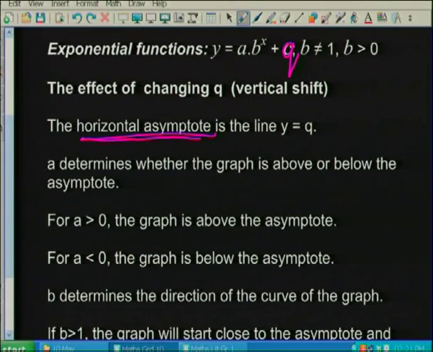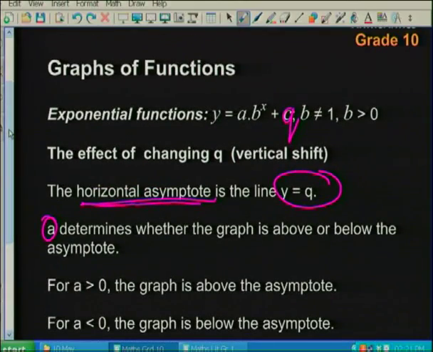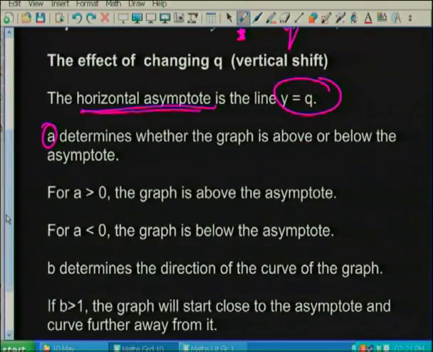If your Q value is -3, the horizontal asymptote will be below the x-axis. So it is very, very important that the horizontal asymptote is the line y is equal to q. Now, the value of a, let's have a look at where a is in our equation. The value of a determines whether our graph is above or below the asymptote. If a is positive, the graph is above the asymptote. If a is negative, the graph is below the asymptote.